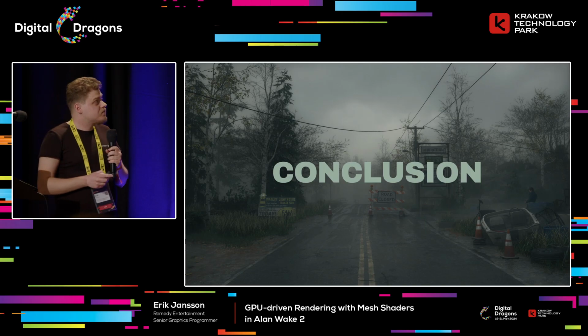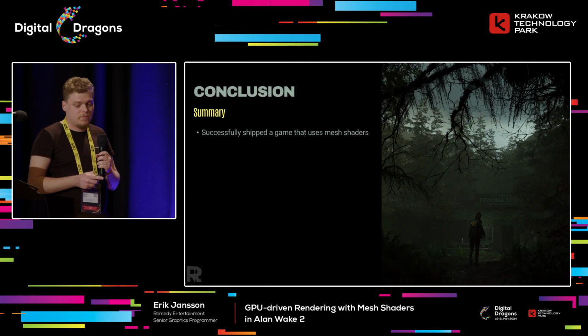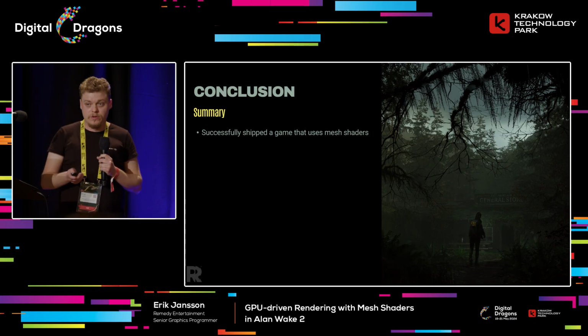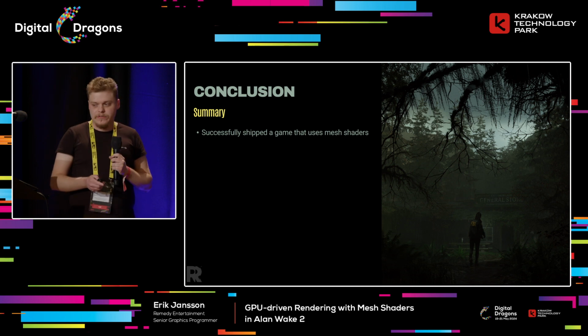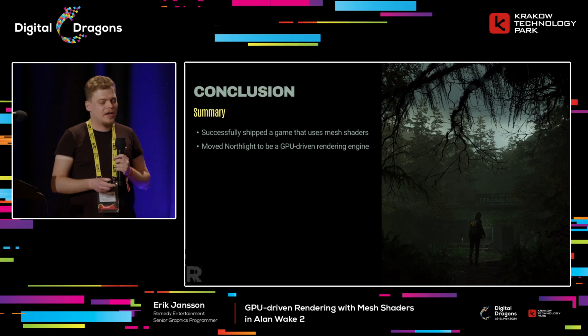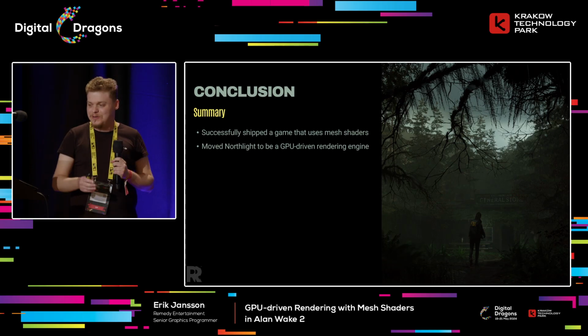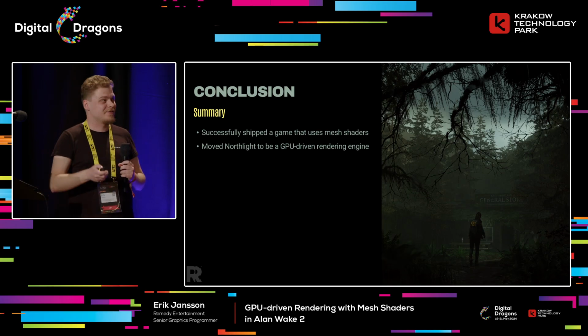So let's start talking about some of the conclusions from implementing all of this. A quick summary. We successfully shipped a game that uses mesh shaders. It's actually one of the first games that shipped with mesh shaders. I think the other ones are Avatar, and also some UE5 titles. We also moved Northlight to be a fully GPU-driven rendering engine. This makes it a lot more flexible. Usually, it's artists complaining to us about things being slow. Now we can complain to the artists saying that your content is slow for some reason, so it's a lot better to do that, at least as a graphics programmer. I'm sure the artists feel different.